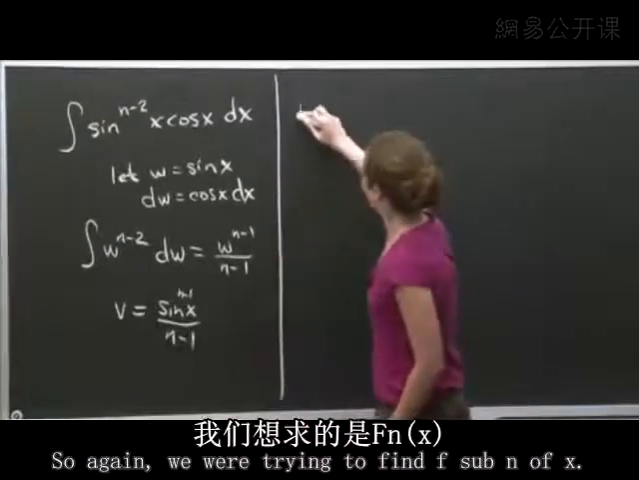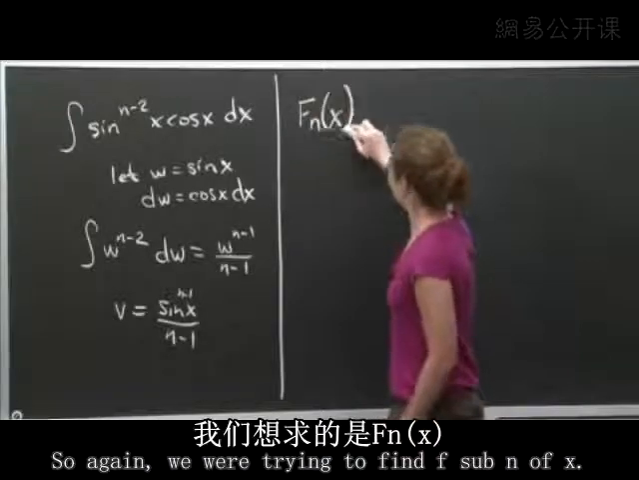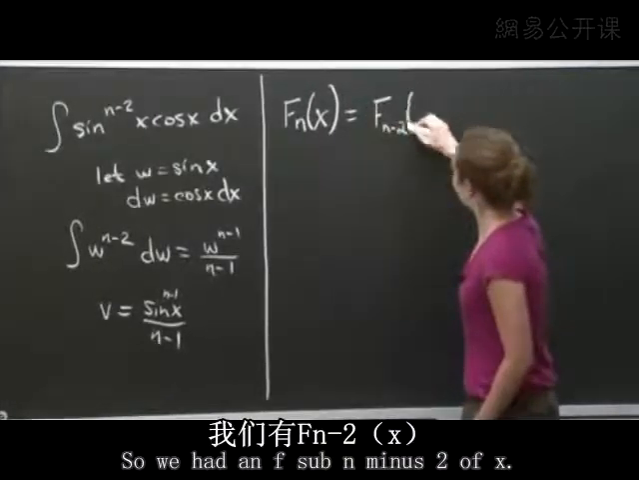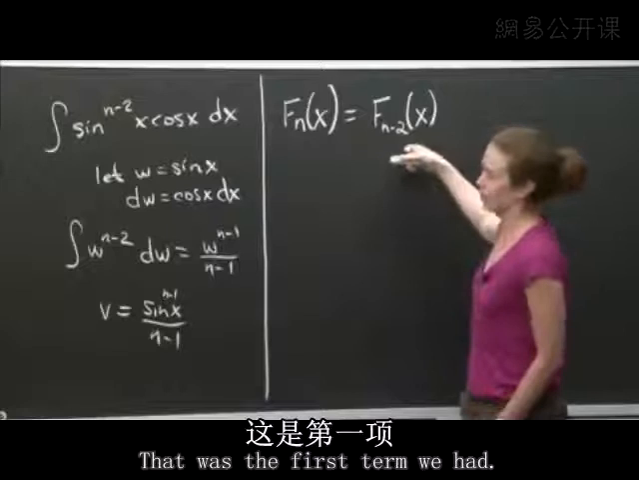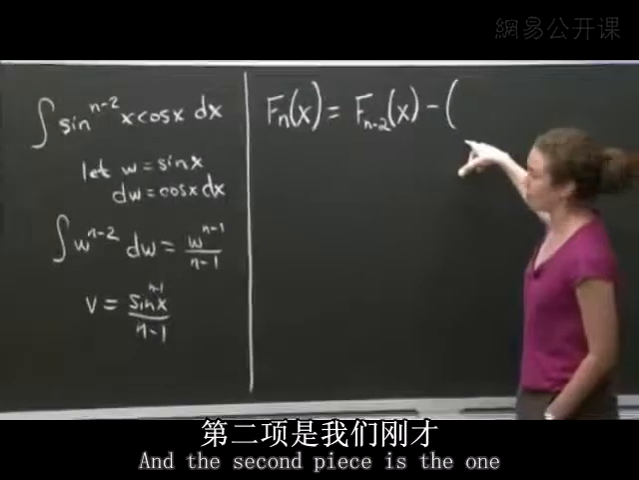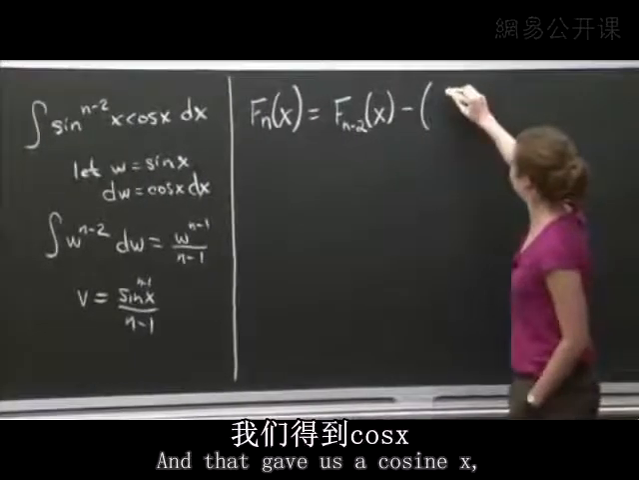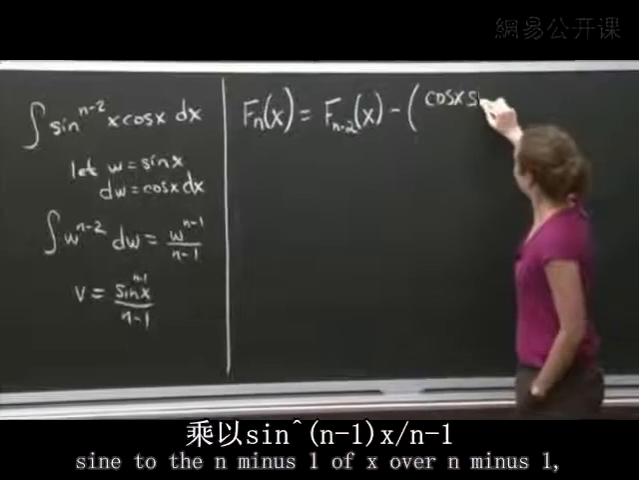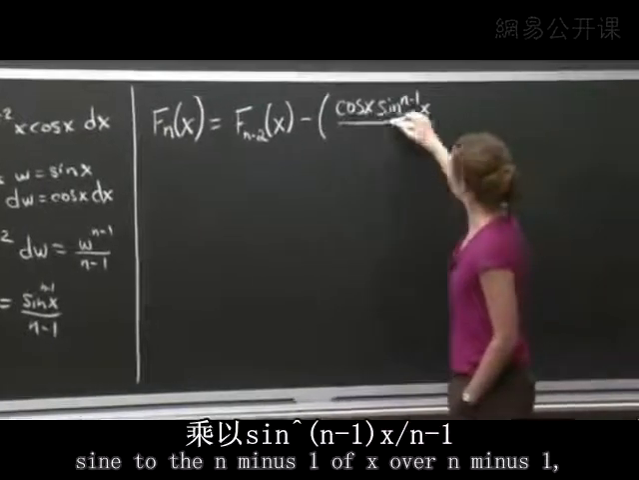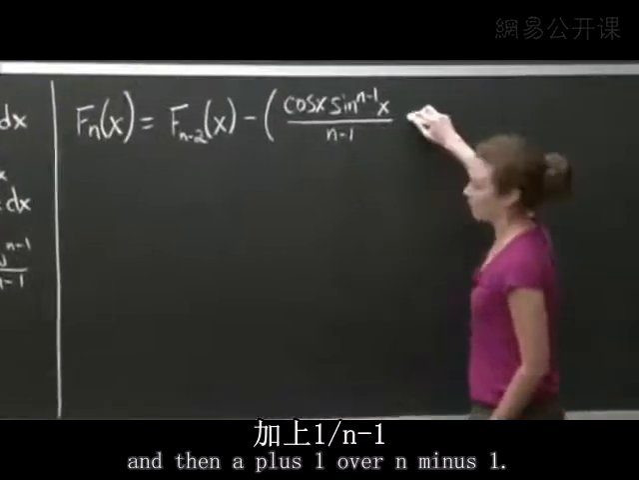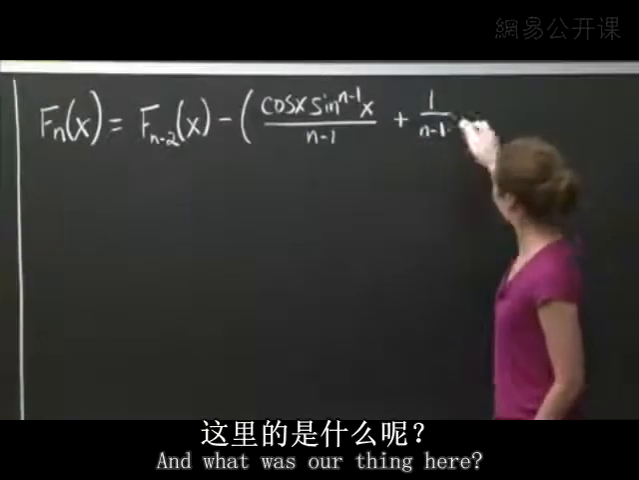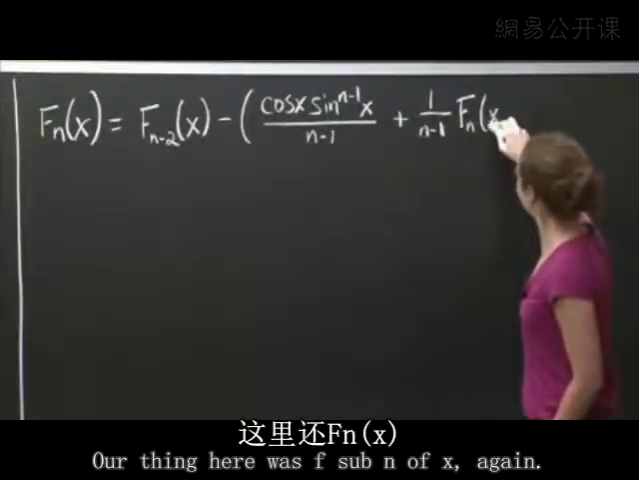So I'm going to rewrite the stuff we know, and we'll see how we're headed in the right direction. Again, we were trying to find f sub n of x, and I'm going to write out the pieces we already knew. So we had an f sub n minus 2 of x. That was the first term we had. And then we analyzed this second piece, the one that we just spent a little while on. And that gave us cosine x sine to the n minus 1 of x over n minus 1, and then a plus 1 over n minus 1 times, and what was our thing here? Our thing here was f sub n of x again.